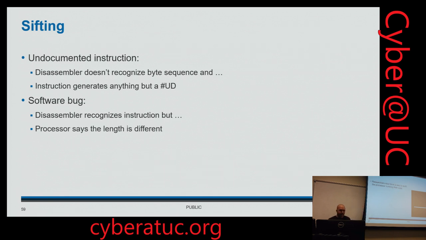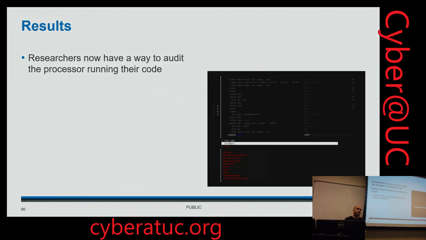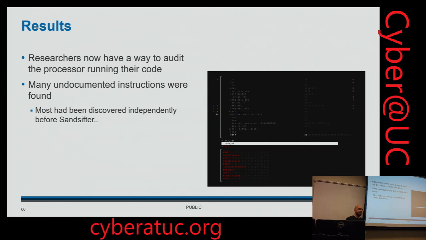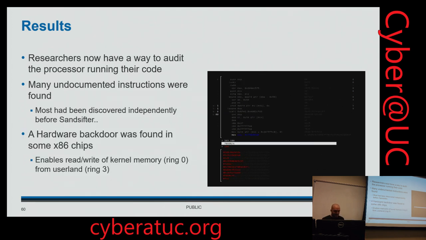So researchers now have a way to audit the processor that the code is running on. We actually found a lot of undocumented instructions. Most of these had been discovered independently before Sandsifter, which is the tool that we built here. We actually found in one particular x86 chip that there was a hardware backdoor baked into it, that there was an instruction that was undocumented that allowed you to read and write kernel memory from user land. So without kernel permissions, you were able to read and write memory in the kernel using this undocumented instruction.